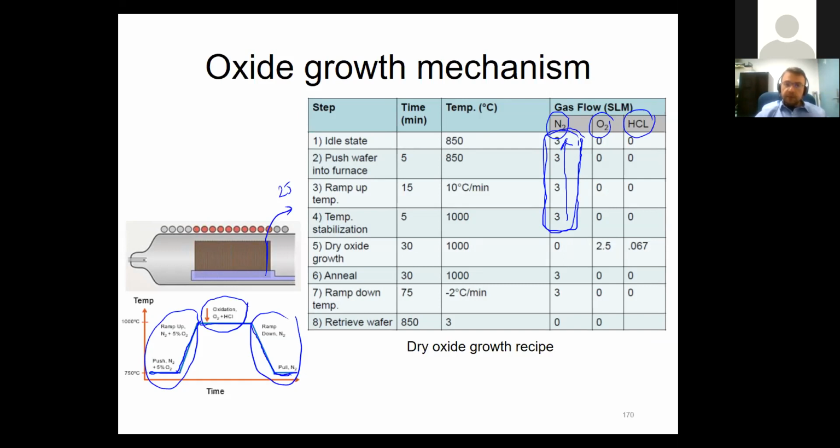But also, it's an inert gas. It will say that, okay, don't start oxidation as of yet. So you see, these are the minutes we are ramping up, and this is where the growth of the oxide takes place. And that's why we flow in the oxygen, and we somehow flow in the HCl gas too. That's something we will be talking about as well.